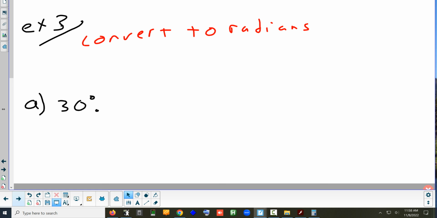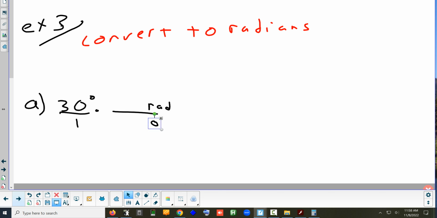Let's convert this to radians. We're either going to multiply by pi over 180 or 180 over pi. It's always one of those two. But think about it like this. You have degrees in the top. Where would degrees have to go to cancel out? The bottom. Degrees is in the bottom, which means the other unit is in the top.